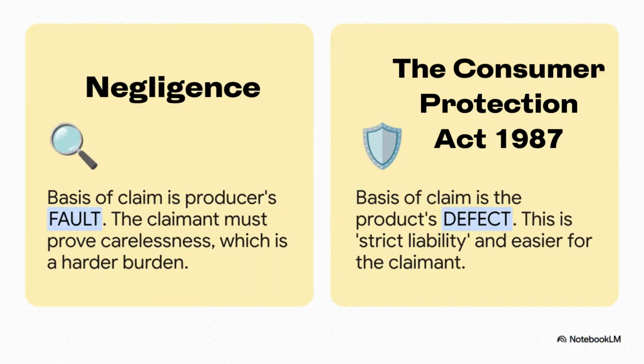Now this is the whole topic in a nutshell, so really pay attention. On the left, we've got negligence. This is all about proving the producer was at fault. You have to prove they did something wrong, that they were careless. It's a high bar. On the right, we have the Consumer Protection Act, or the CPA.